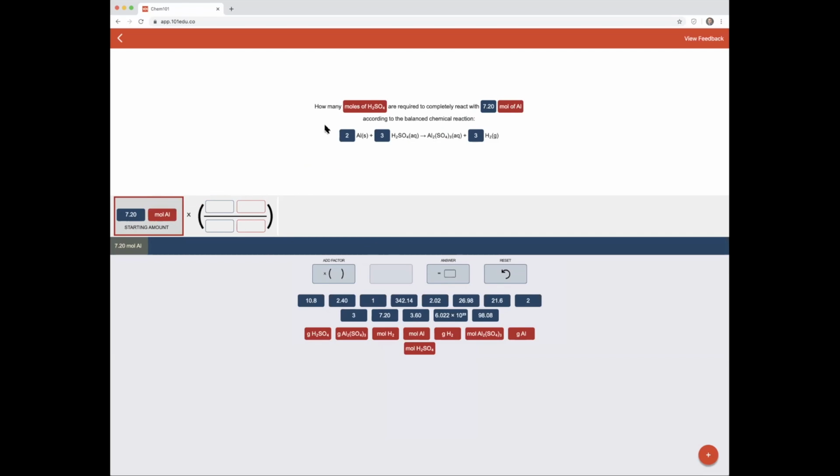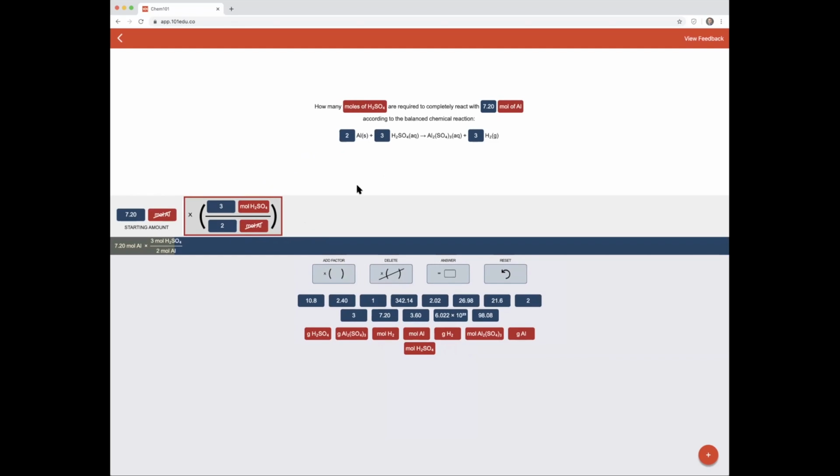And since we're asked for moles of H2SO4, what I can do is just go straight to the mole ratio. So I know moles of aluminum and I know moles of H2SO4 from the coefficients in the balanced chemical reaction. You just have to put them in the right place. So according to that reaction, every time I use up 2 moles of aluminum, I also use up 3 moles of H2SO4.